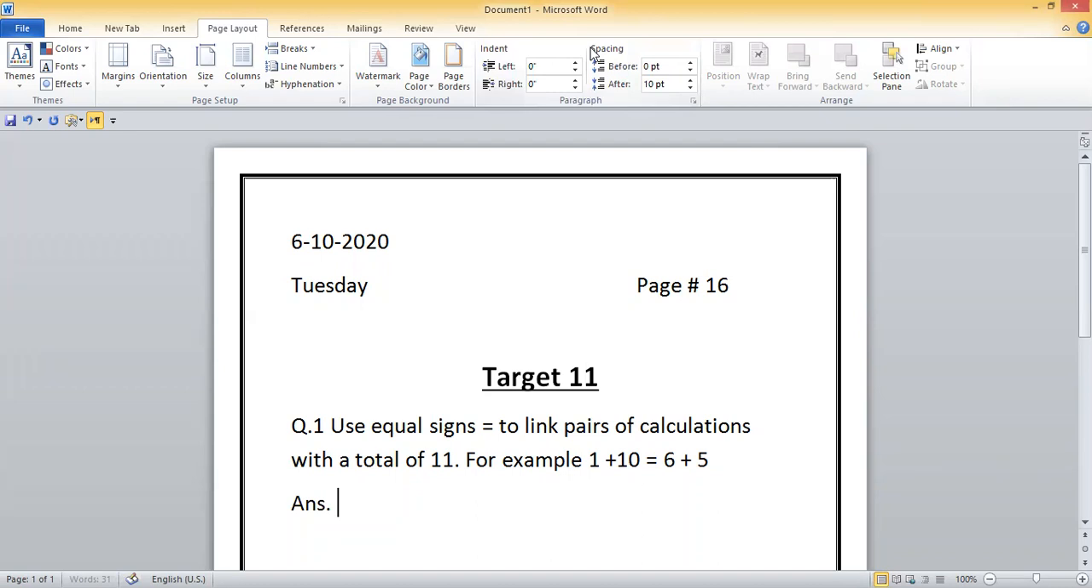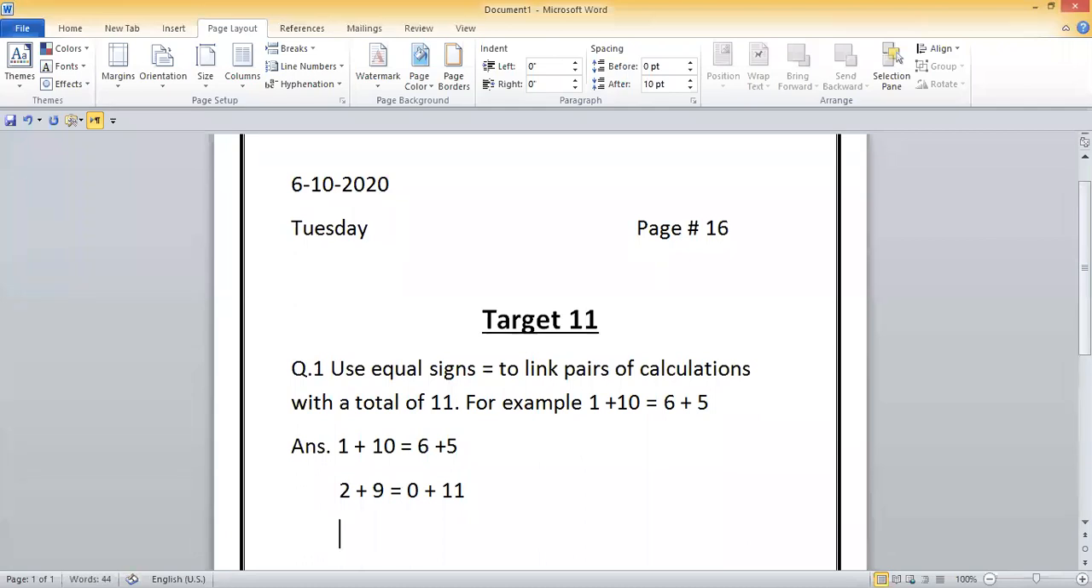Participants, yes guys, tell me the pairs of calculation with a total of 11, like 1 plus 10 equals 6 plus 5. Can you tell me one more? 2 plus 9. Very good. 2 plus 9 is equal to 0 plus 11. Very good, guys. One more, please. 7 plus 4. Very good. 8 plus 3. Very good. Equal 11.